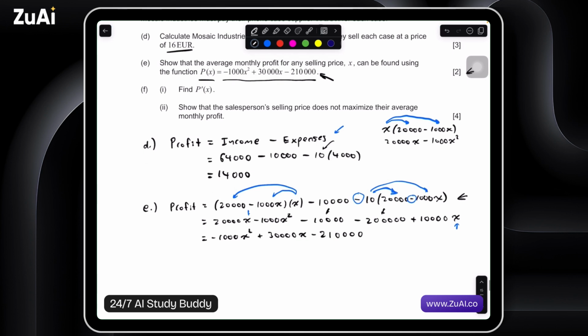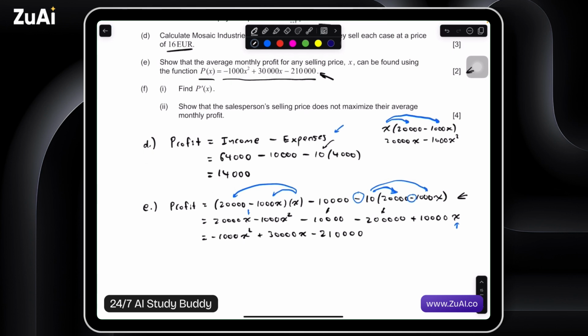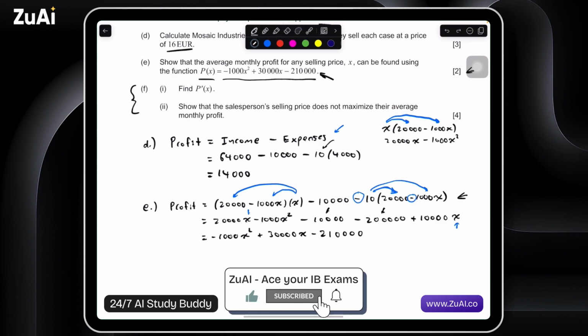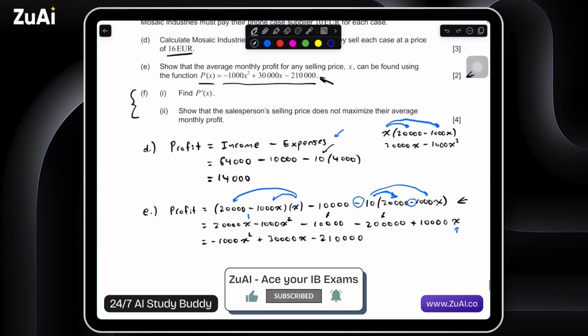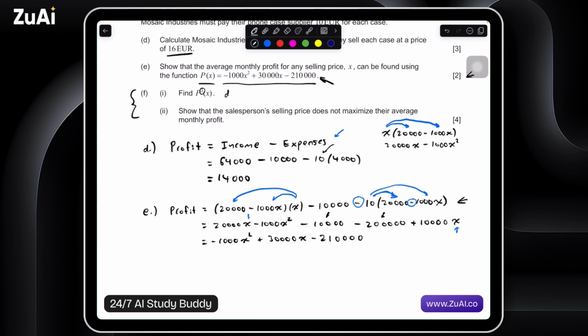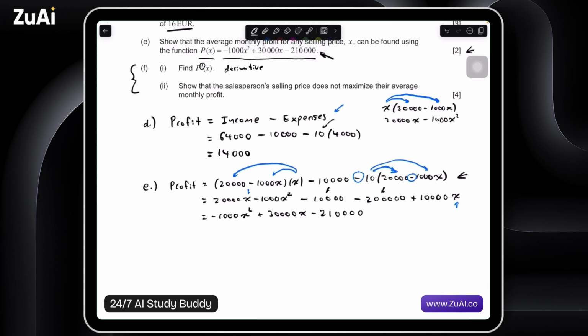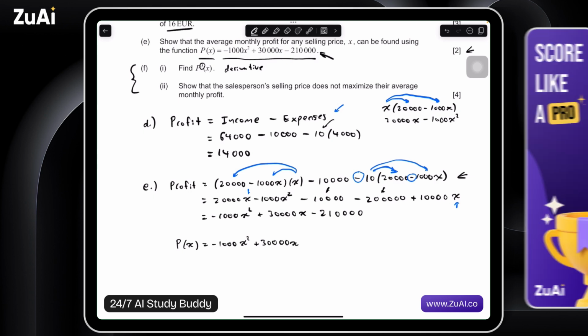Okay. If that one was a little challenging, remember we have discrete parts of a paper too, so even if this one was a little confusing, part F is kind of encapsulated in itself. So here they're asking us for part F to find p prime of x, or the derivative. This prime, remember, is the derivative. So let's find p prime of x. We know that p of x is equal to negative 1,000x squared plus 30,000x minus 210,000.